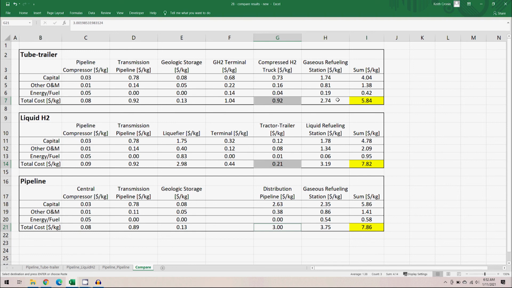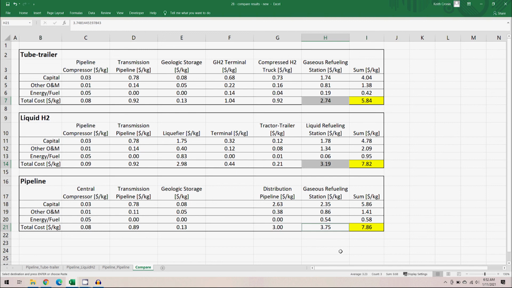The range of refueling station costs across the scenarios is smaller than in the distribution costs. The tube trailer scenario refueling station costs are the lowest, the pipeline costs are the highest. In each scenario, the refueling station costs are 40 to 50% of the total hydrogen delivery costs, a substantial portion.